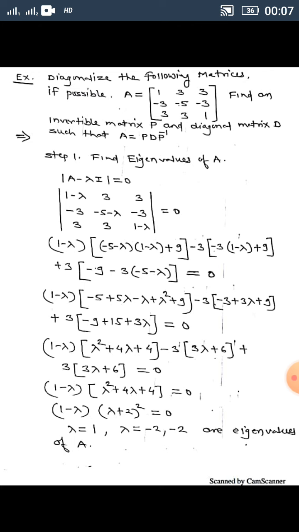So the product of diagonal elements minus the off-diagonal elements, that is the determinant. So (1 minus lambda) times ((minus 5 minus lambda)(1 minus lambda) minus (minus 3 into 3), which is plus 9), minus 3 times (second place: minus 3 into (1 minus lambda) minus (minus 3 into 3), that is plus 9), plus 3 times (minus 3 into 3, which is minus 9, minus (3 into (minus 5 minus lambda))) is equal to 0.